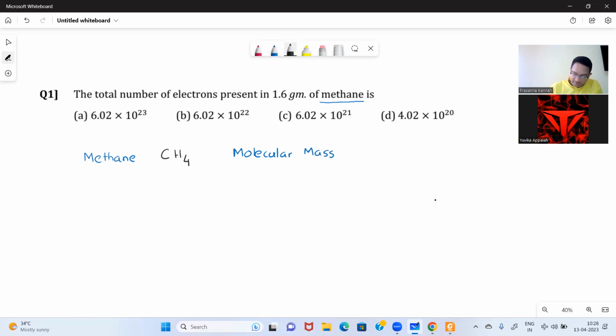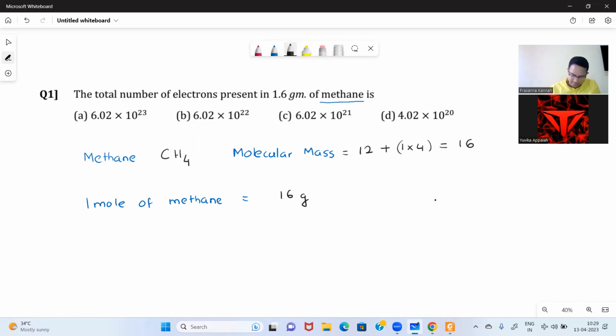Atomic mass of carbon is 12, plus 1 into 4. 12 plus 4. So, what would be the answer? 16. Correct, Vika? So, when I say 1 mole of methane, it weighs 16 grams, correct? Yes, sir. And how many molecules will it contain?